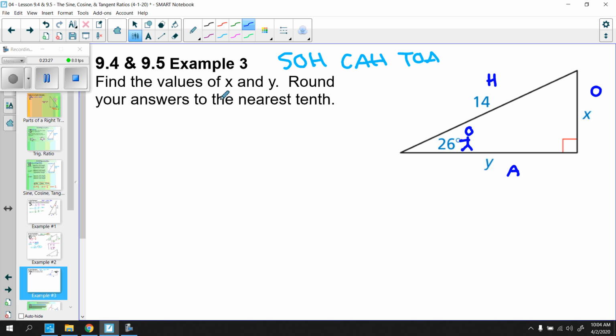We actually have a choice right now. Do we want to find x? Do we want to find y? We could really find either one. I'm going to use trig to find both, it's just going to stay a little bit more accurate. Let's just start with x because it's alphabetical. It's the first one up. So I want to find x.